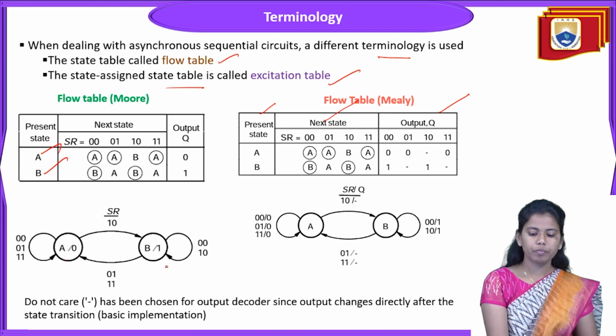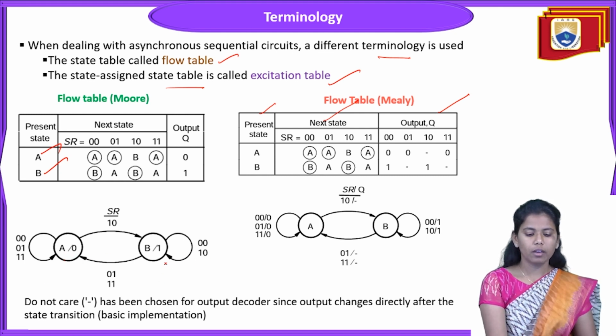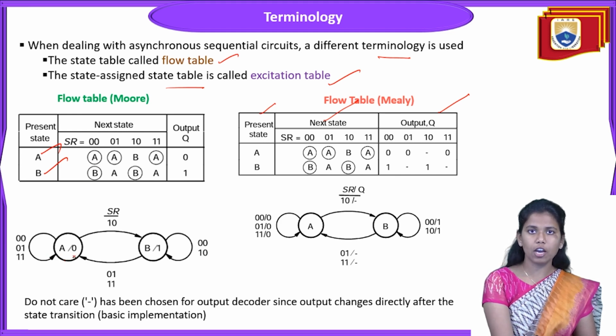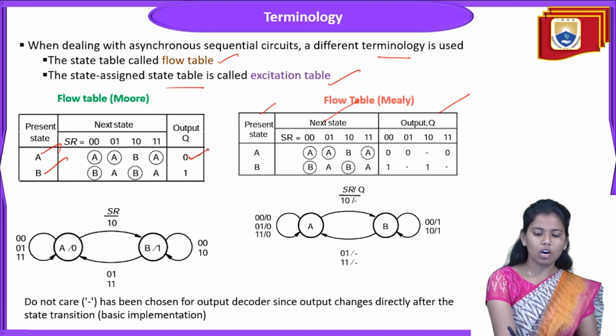So here A and B, and my outputs are 0 and 1. If A has the output 0, what happens here is it goes with 0, 0, 0, 1 and 1, 1, isn't it?